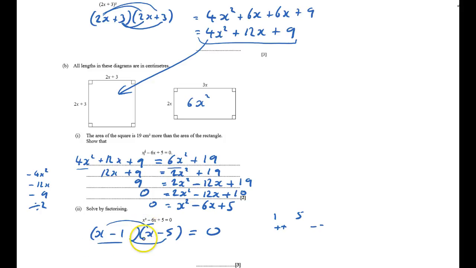And I've now got something times by something equals 0, so you should know by now I like writing down either x minus 1 equals 0 or x minus 5 equals 0, and then you just solve that. Add 1 to both sides to get x equals 1, or in this case add 5 to both sides to get x equals 5, and that's question 24 done.